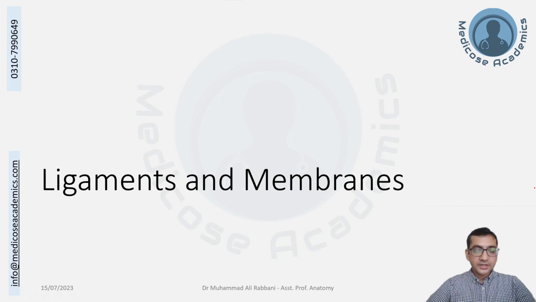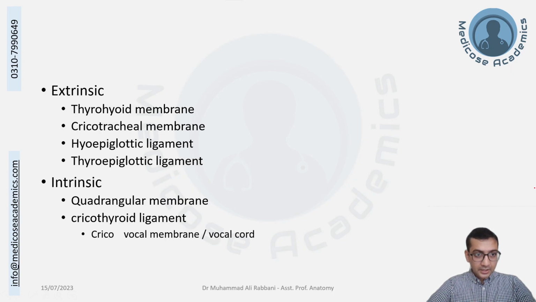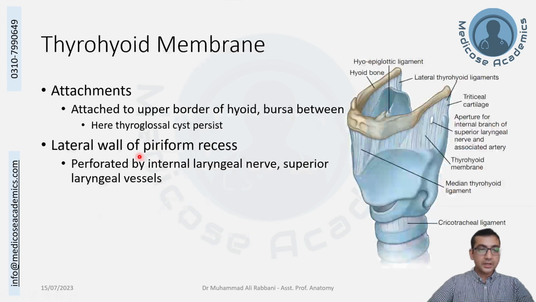Let's talk about the ligaments and membranes. The outer ligaments that we discussed were thyroid, cricotracheal, hyoepiglottic, and thyroepiglottic. Let's look at the thyroid membrane. It is attached between the thyroid cartilage below and the hyoid bone above.